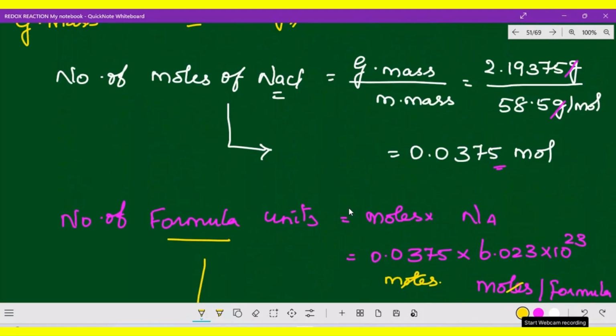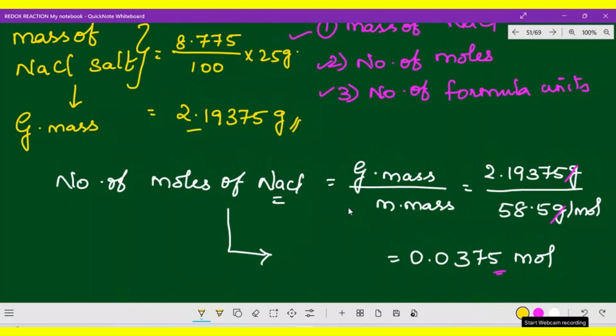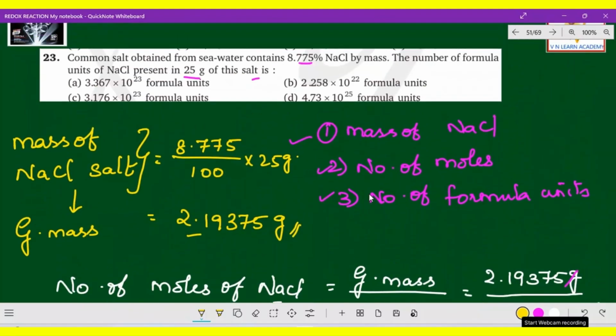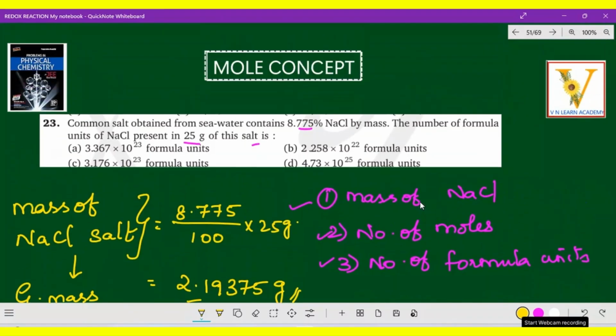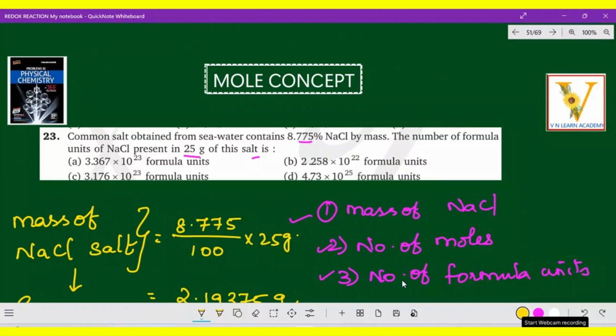How do we analyze this question? Same as the first question we went through at the start of this session: the mass of that substance, the number of moles, the number of molecules. Here they mention formula units. So which is the correct option? 2.258 into 10 to the power of 22 formula units. B is the correct option. Hope you got the clarity. Let's go to the next question.